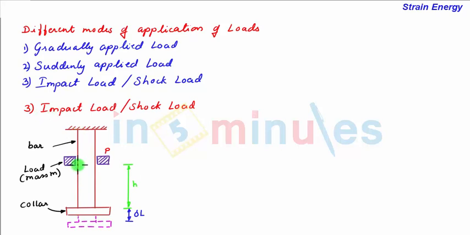Consider a uniform cross-section bar which is fixed at the top, and there is one collar fixed to the bar at the bottom, and we have a mass which is load P, which is allowed to fall on this collar by a height h. When this mass falls freely and strikes this collar and bar, the load applied on this bar can be called an impact or shock load. We will see that the resulting stress produced in the bar and the resulting instantaneous deformation delta L are much more as compared to when the same load P is applied gradually or suddenly. So for impact load, the work done is given as P into h plus delta L.